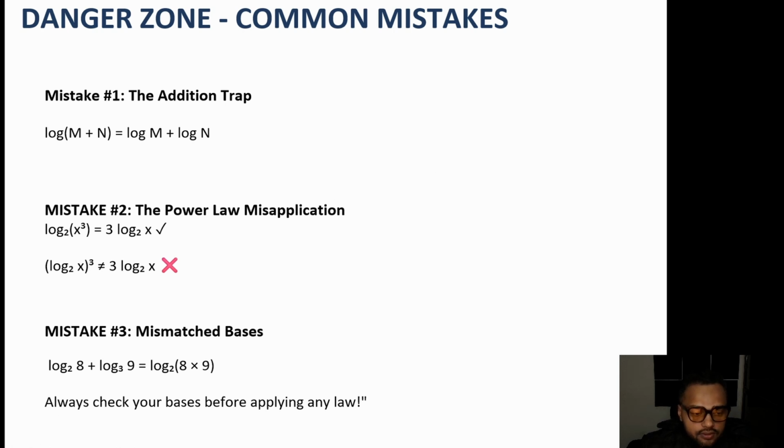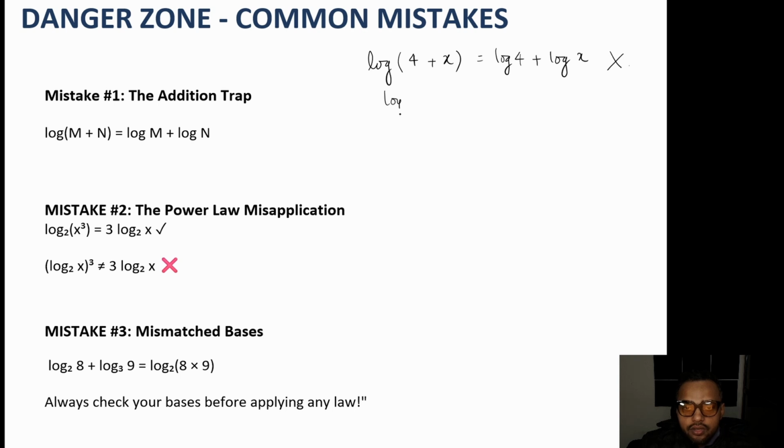Okay, now let's discuss the common mistakes which students make in the examination. The first one is the addition trap. I'll tell you, for example, if I say log of (4 plus x) is given, what they will do is apply the product law here. That will be log of 4 plus log of x, which is incorrect.